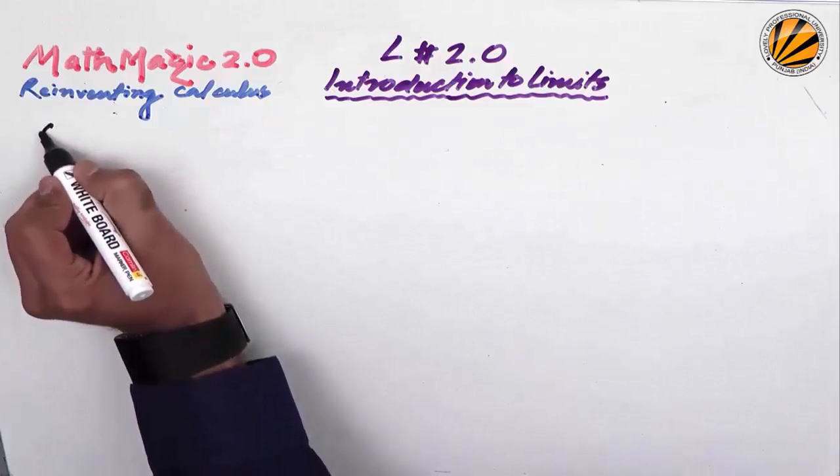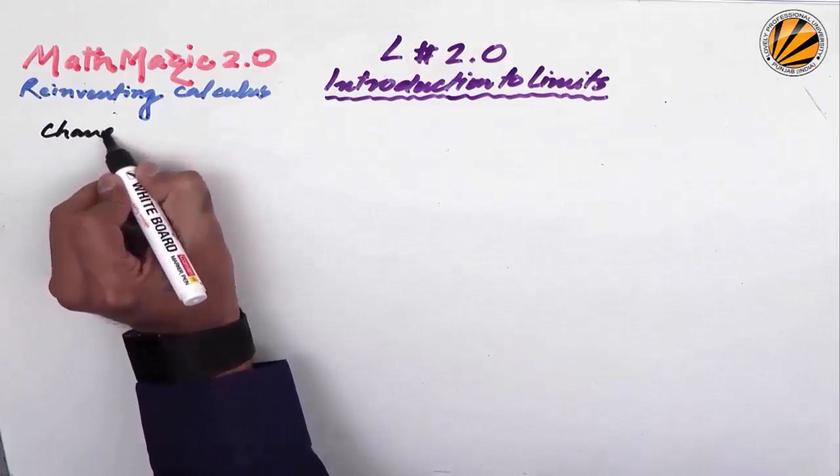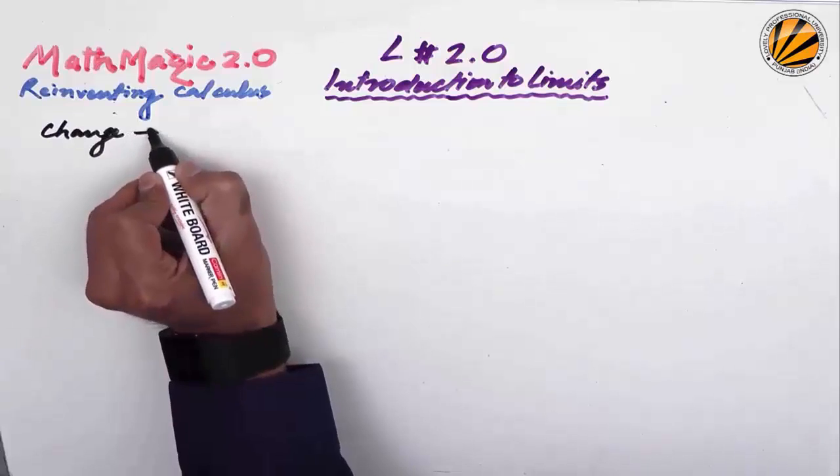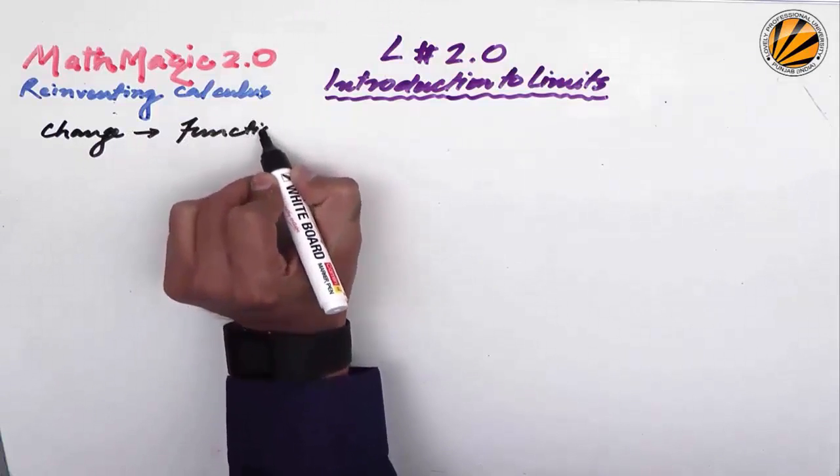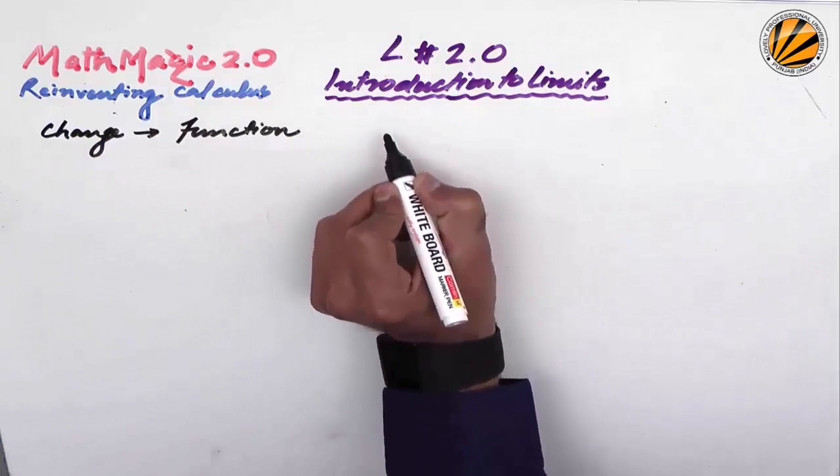We will look at whether the approach from this side and this side are matching with each other or not, and whether the output of the velocity at that instance is the same or not. So we are looking at a word, and that is change. We also said that there are certain functions which depict the behavior or the rate of change.